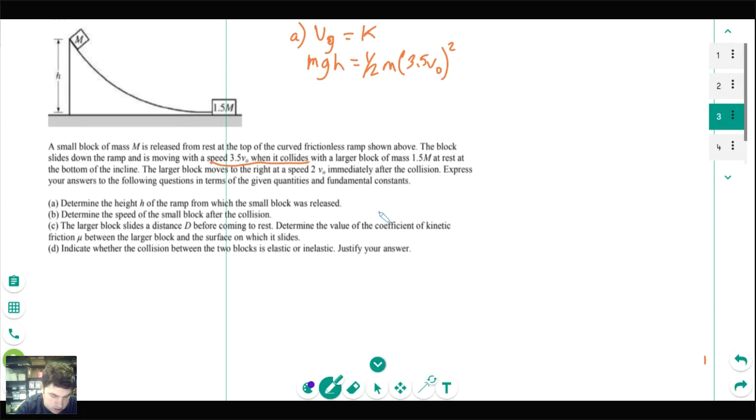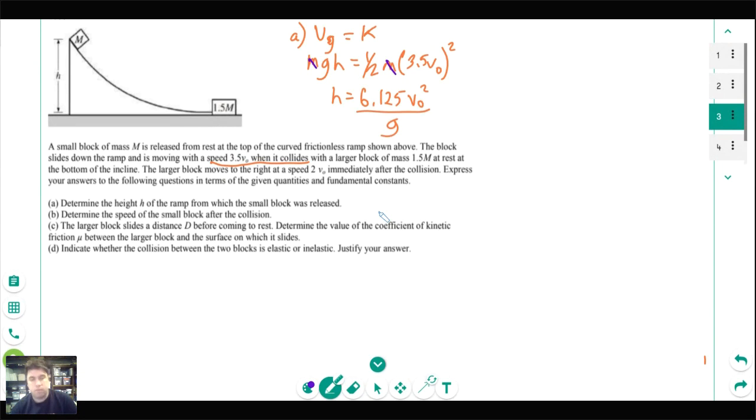All right, well, good news is we can drop masses out. We can square 3.5, divide by g. And then we're going to end up with, as a result of this, that the height of our ramp is 6.125 v naught squared over g. And let me just double check that because I'm questioning my math. So 3.5 squared is 12.25, divided by 2, 6.125. Yep. And there is our answer to part A. Energy, potential into kinetic, and solve from there.